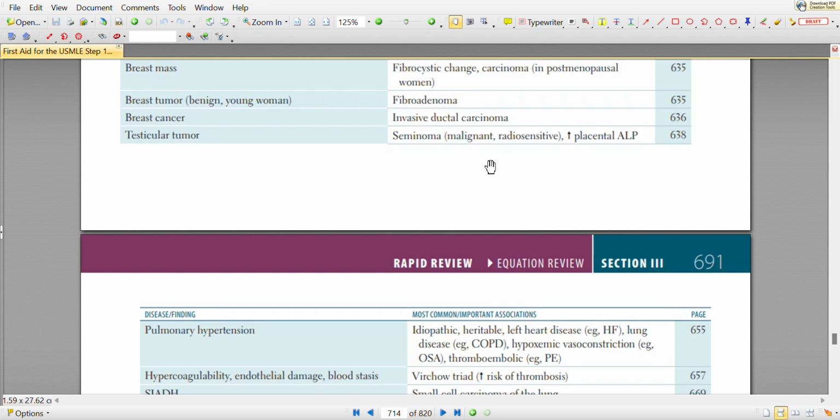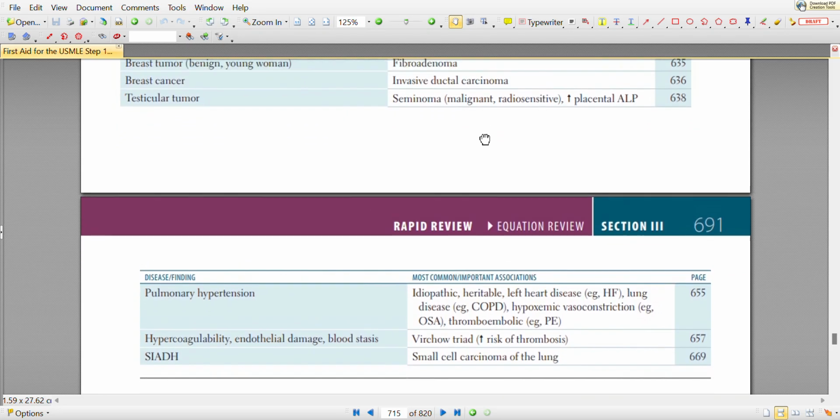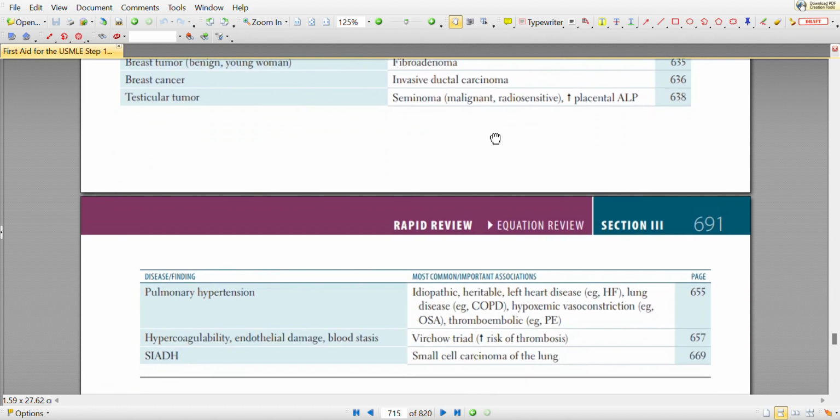Thank you. The source of this rapid review, for hearing while driving, is from the USMLE First Aid, copyright 2019.